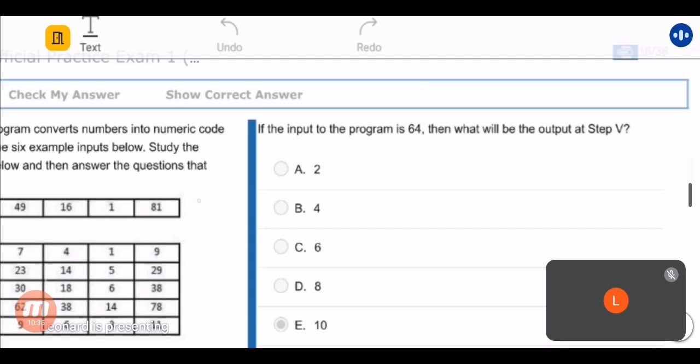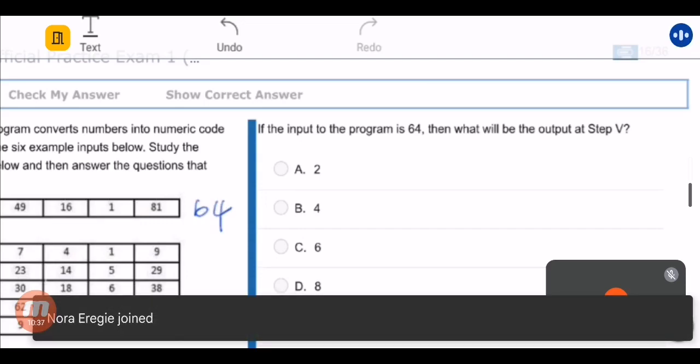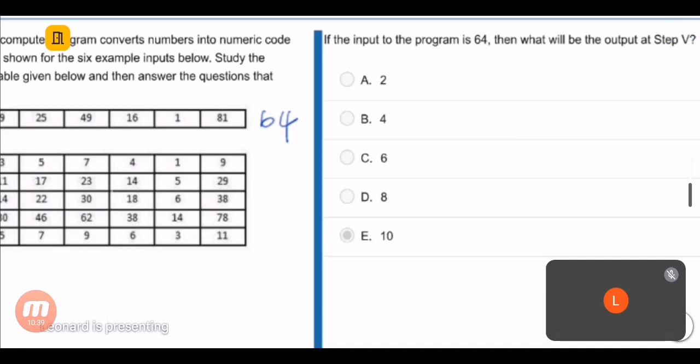Yes, this is 64. We have 64 here. Yes, step one, get step one.